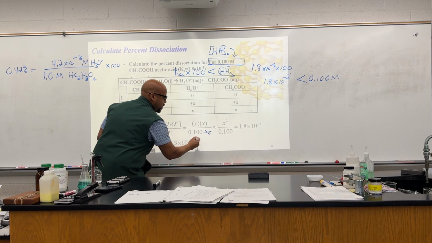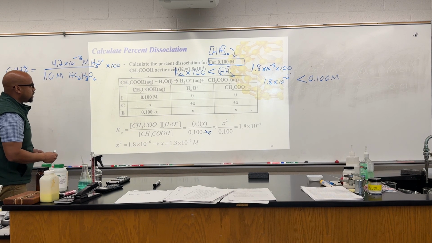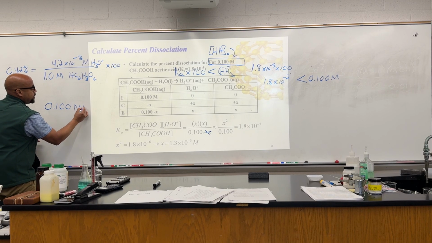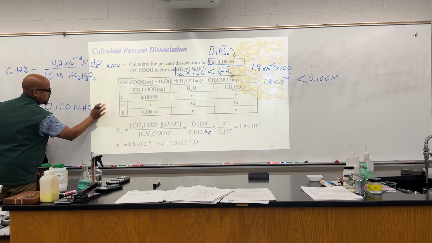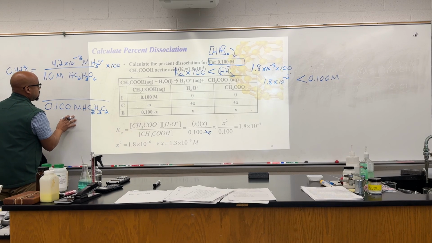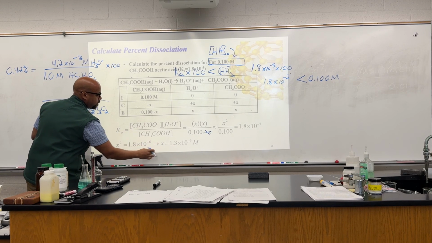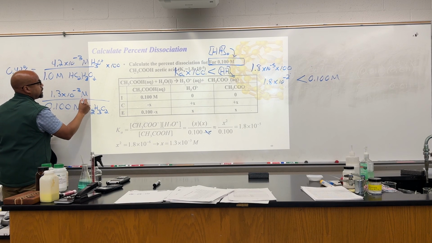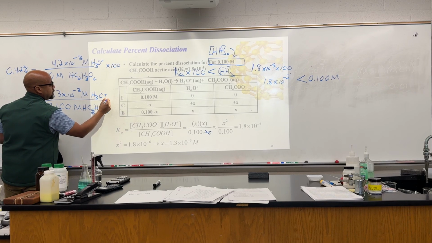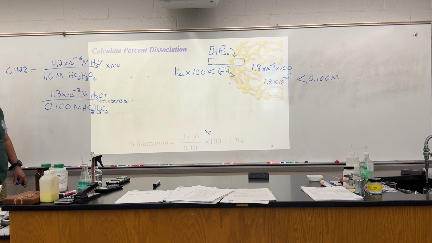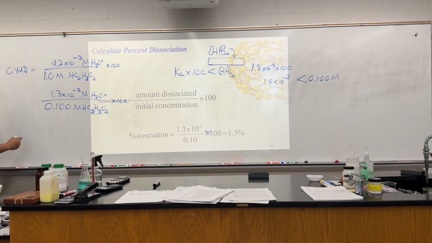So getting rid of that minus x, and then just going through and saying, hey, you know what? I know the initial concentration was 0.100 M of the HC2H3O2, divided by the concentration of what the hydronium cation is going to be, 1.3 times 10 to the negative third M, that's of the H3O plus, times 100. Once again, once I plug this into the equation and multiply it, I get a value that's going to be equal to 1.3%.